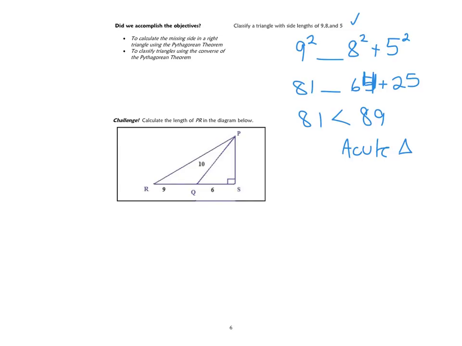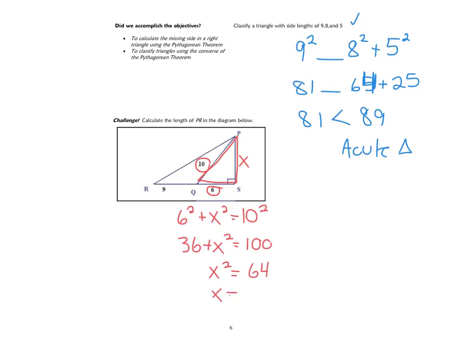But I notice that within that big right triangle, I have this smaller right triangle. And in this smaller right triangle, I do have two sides. I have 6 and I have 10. So I will use the Pythagorean theorem. It's 6 squared plus, let's call this x, x squared equals 10 squared. So 36 plus x squared equals 100. x squared is going to equal 64. So x is equal to 8.